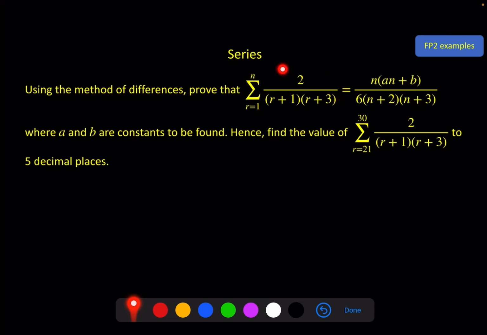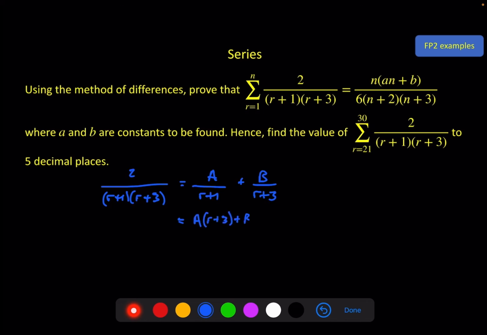First of all, I need to make a difference out of this. And again, partial fractions is going to come in here. So we've got 2 over r plus 1, r plus 3 is equal to a over r plus 1 plus b over r plus 3. Combining these would give me a(r plus 3) plus b(r plus 1). Multiply everything by (r plus 1)(r plus 3), gives me a 2 here. Then we've got ar plus br plus 3a plus b has to equal 2.